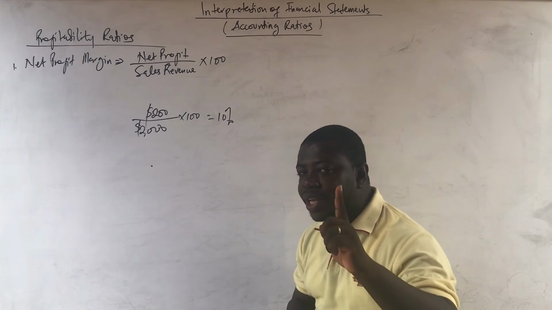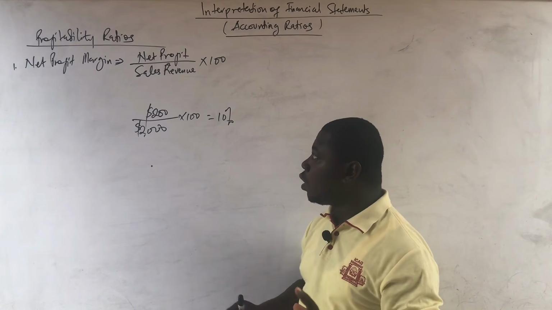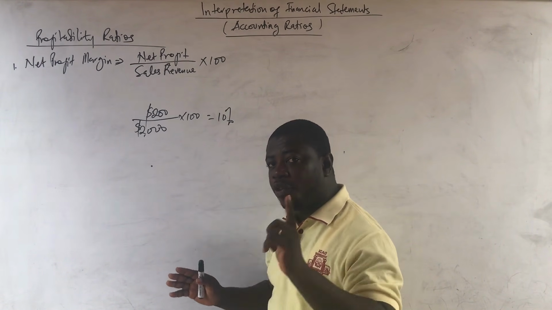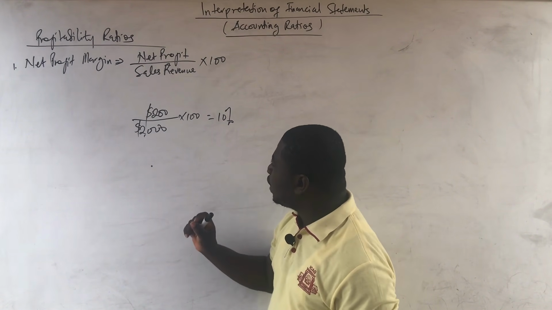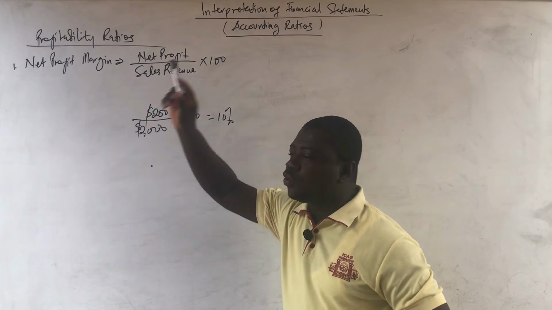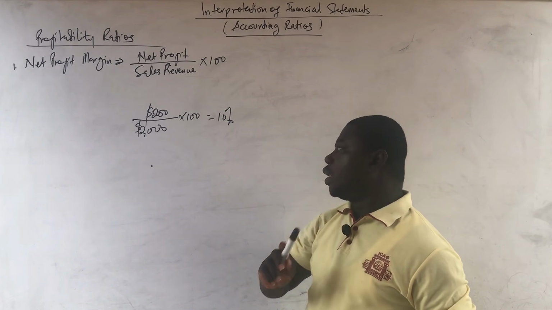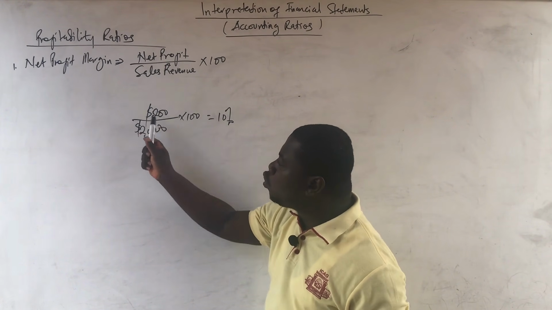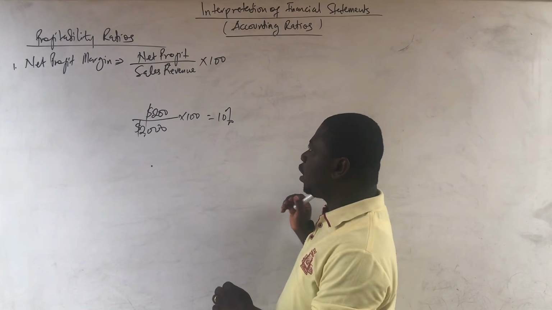So this is the interpretation, and that is what I'm mostly focused on. I'm not focused on just the calculation, I'm focused on the interpretation. The interpretation is that you were able to make 10% net profit on your sales. That is the meaning. You were able to make 10% profit on your sales.